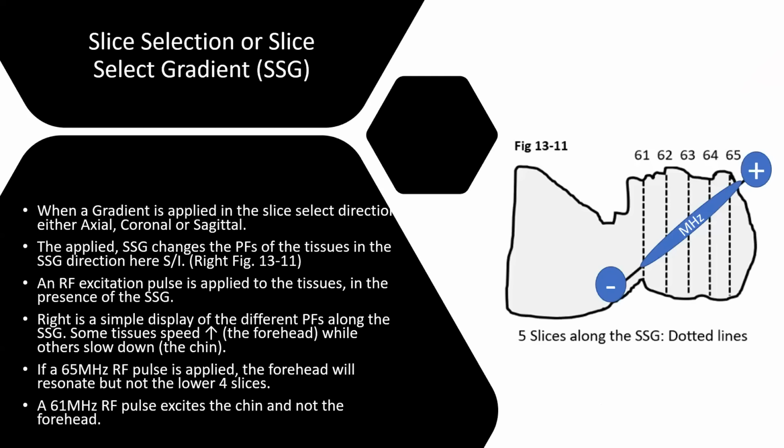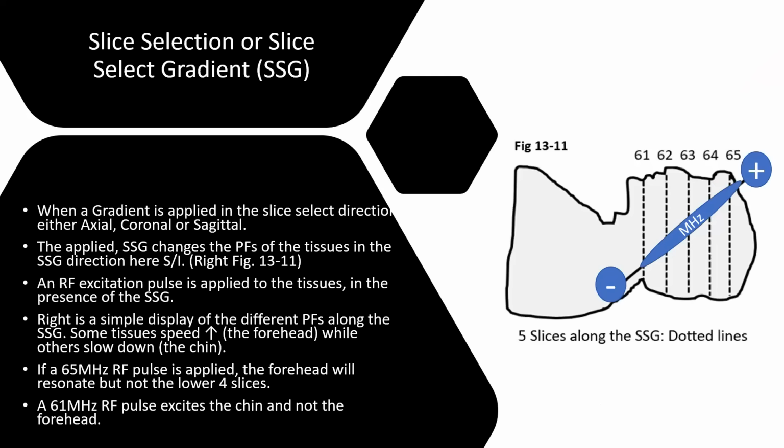So here's your slice select gradient. Here's how, when you turn on, so that is a profile of Abraham Lincoln. He's my favorite president. That's not going to be on the test.